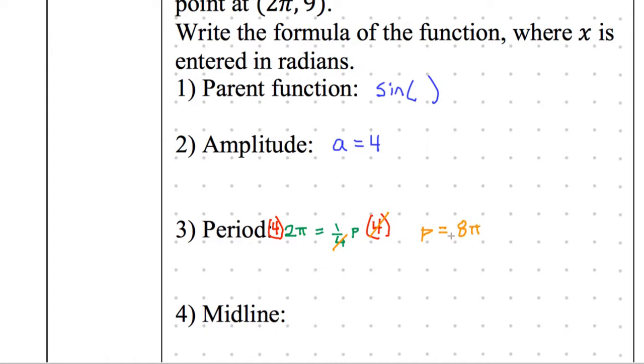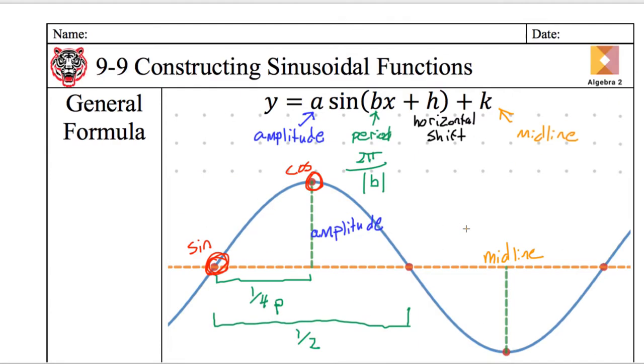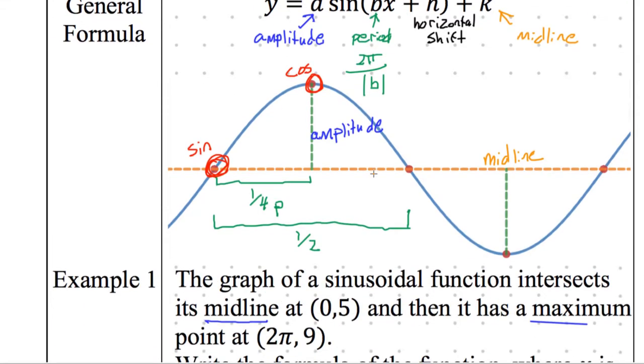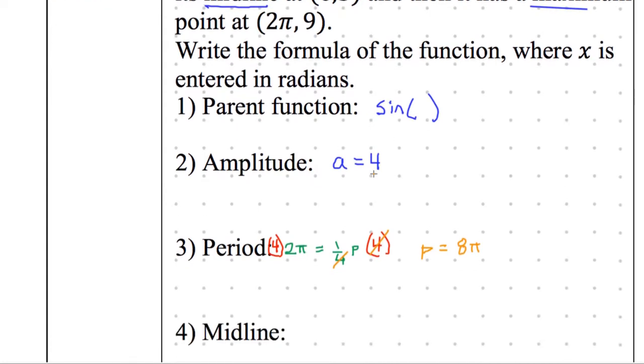The problem with this is I'm not looking for the period. I'm looking for b. The period is 2 pi over b. So we're going to have to do a little bit of math here. If the period is 8 pi, I know that 8 pi needs to be equal to, and this is just the formula, 2 pi divided by b. It should be the absolute value of b, but I'm going to drop it because it's always just going to be a positive for us.